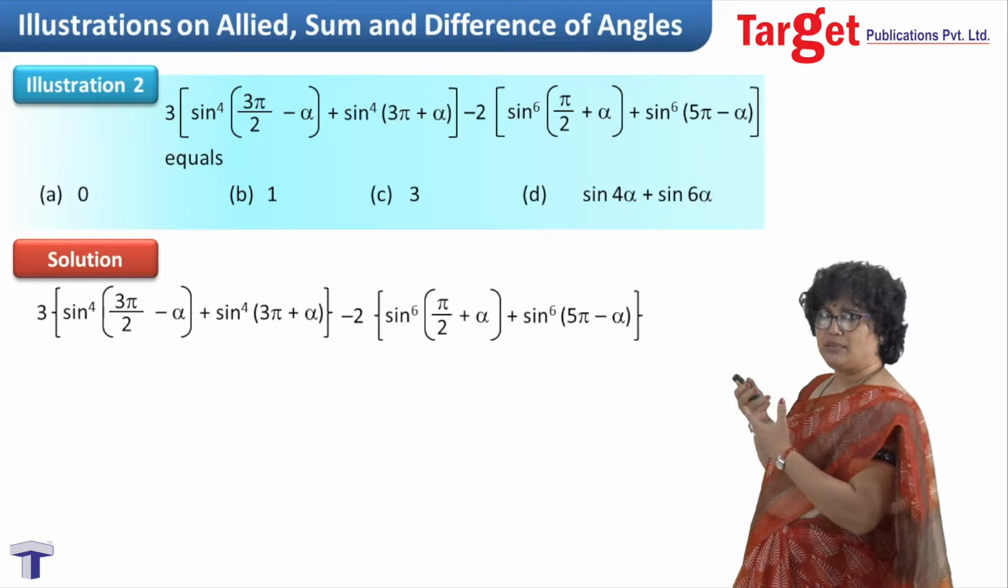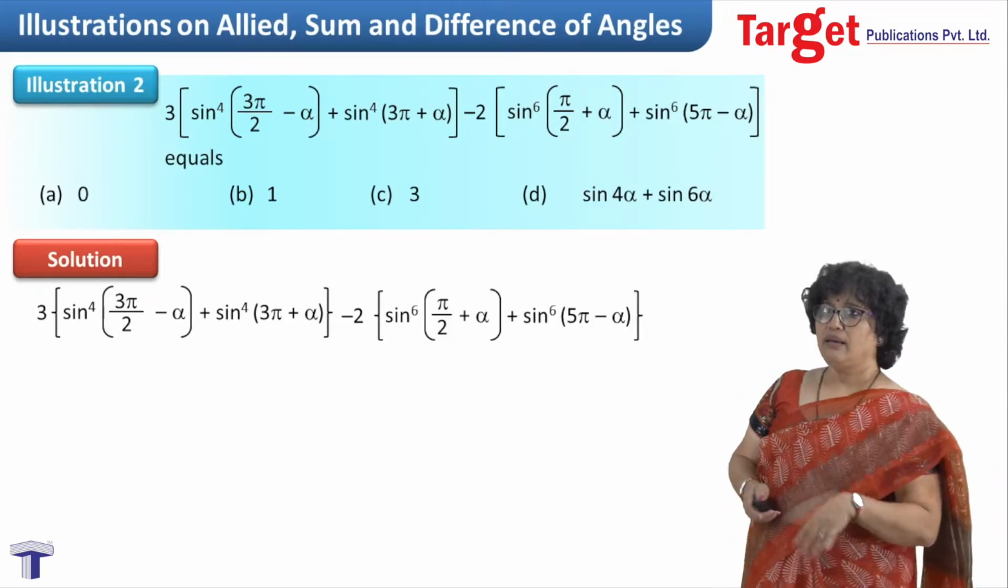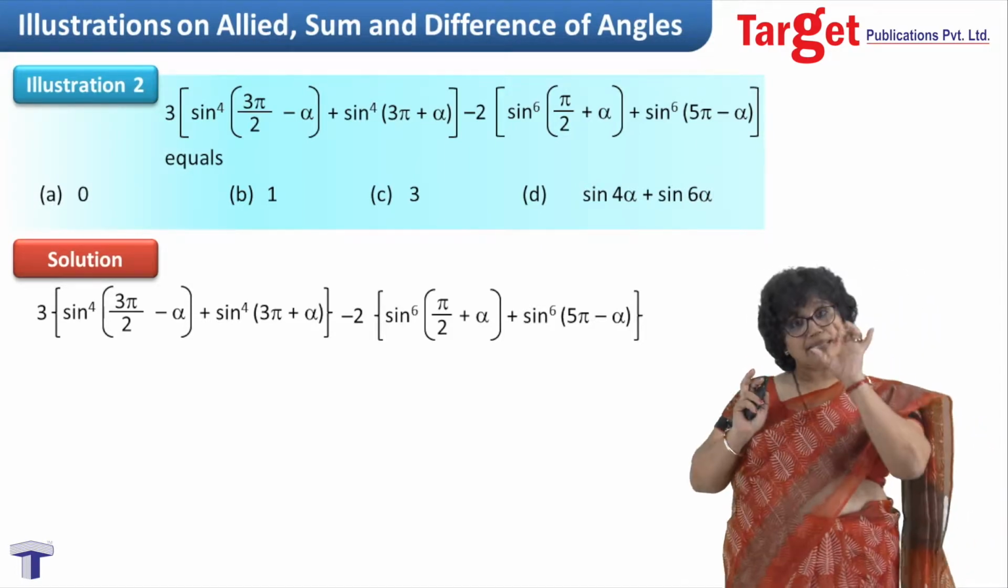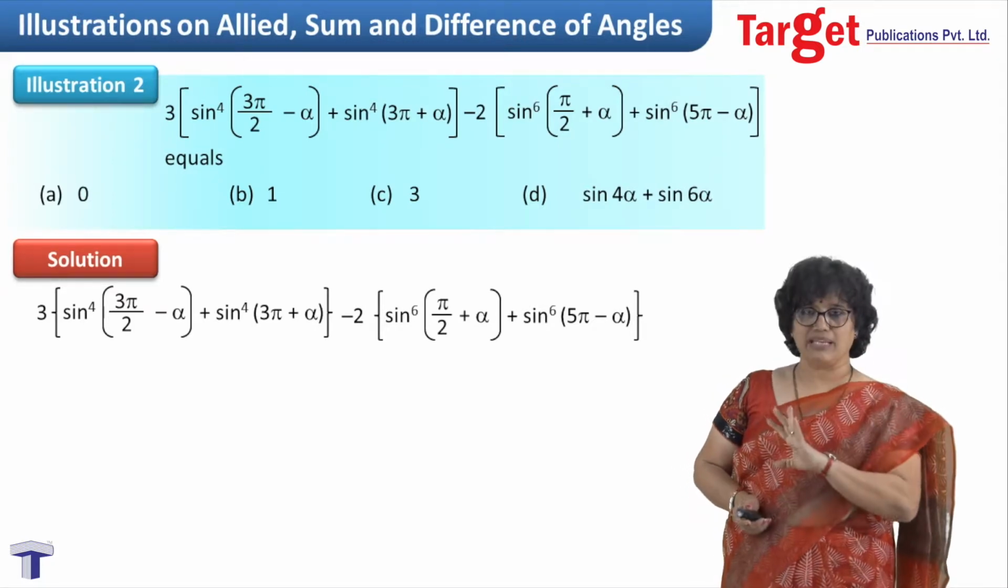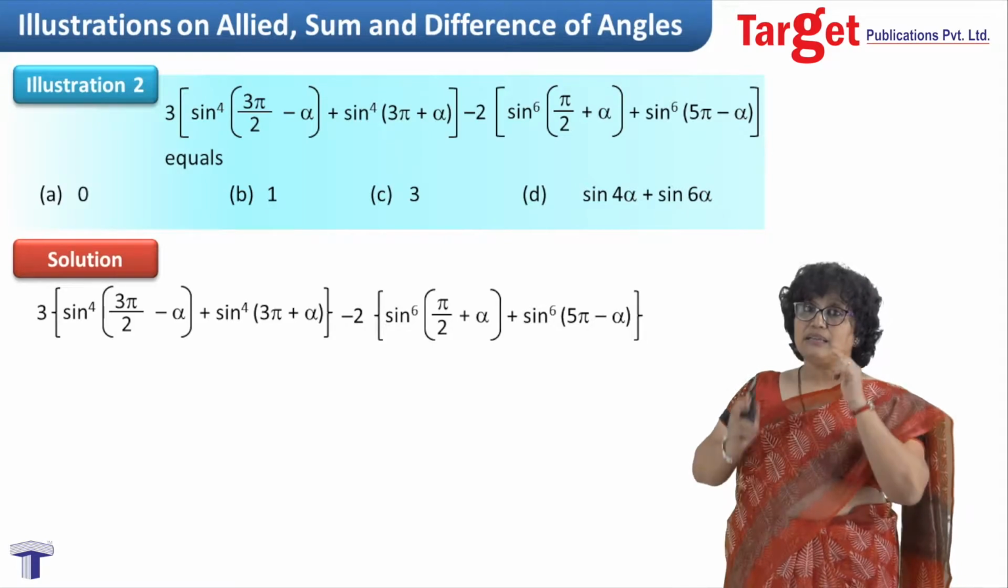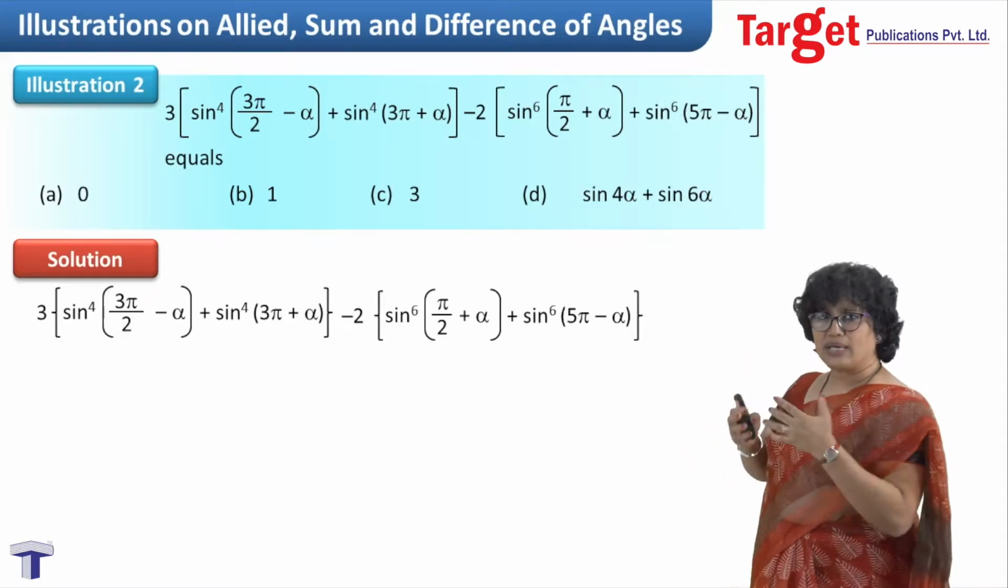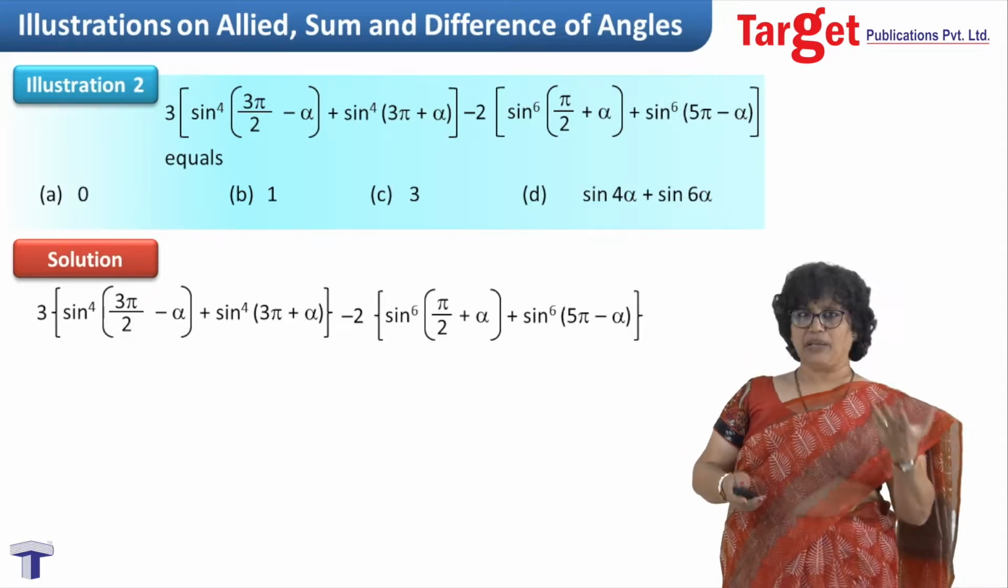So in the third term, there is not much to be explained. And the last term has 5 pi minus alpha. That can be written as 4 pi plus pi minus alpha. And realize this, that 4 pi comes in the sine term, so it has actually no role to play, as sine is a periodic function.